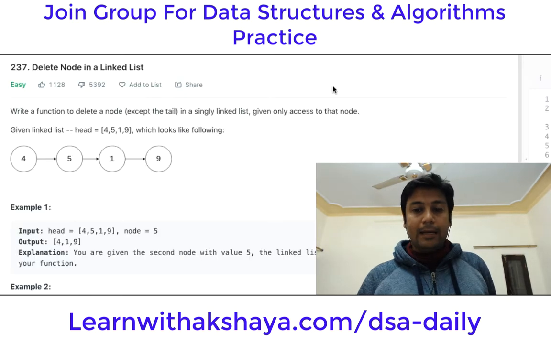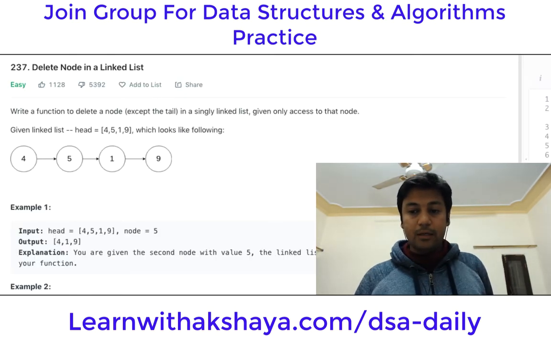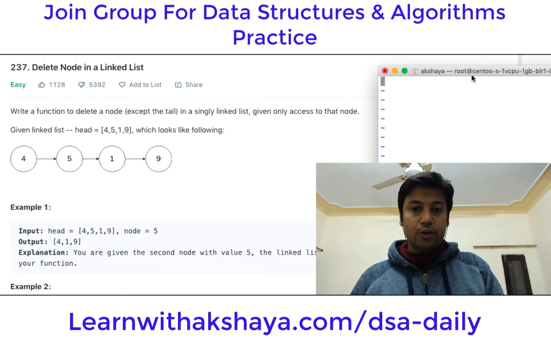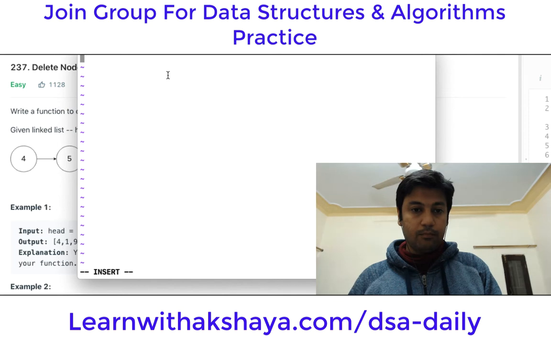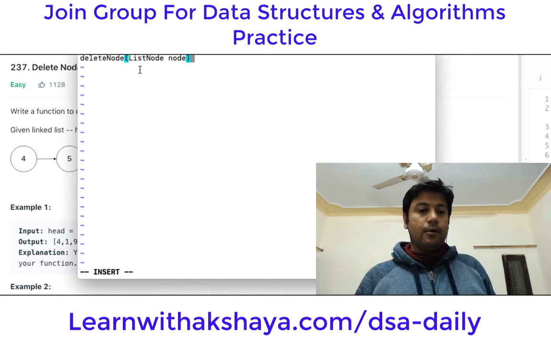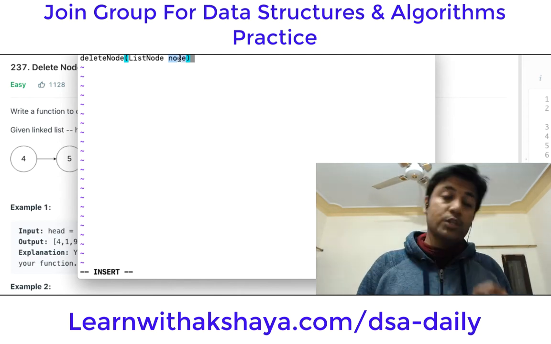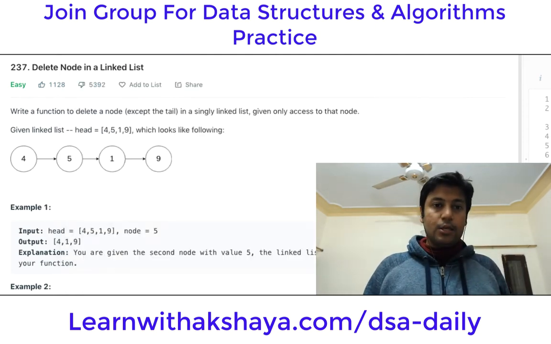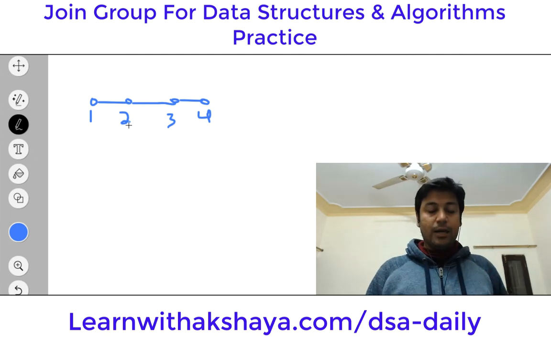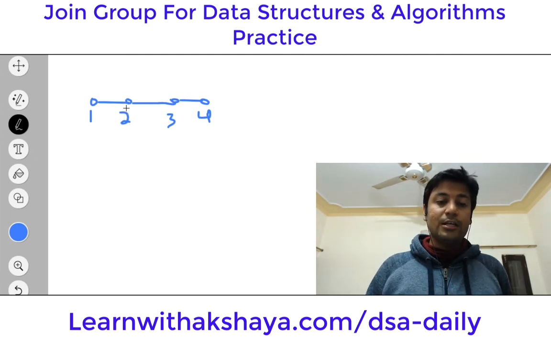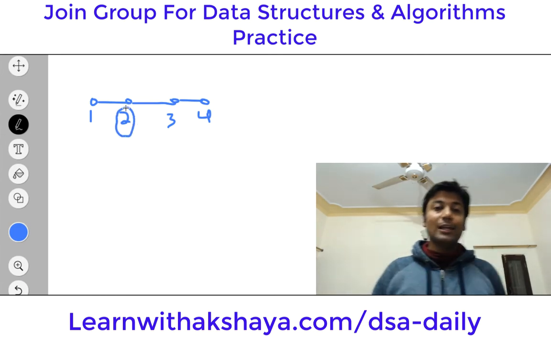Okay, and let me just show you basically what the signature of the function is. The signature of the function looks like this: delete linked list list node. So basically you're giving the reference to the node which needs to be deleted. Okay, so let's say this is a linked list, right? And you are given the reference to, let's say, node number 2. So basically you are supposed to delete node number 2.